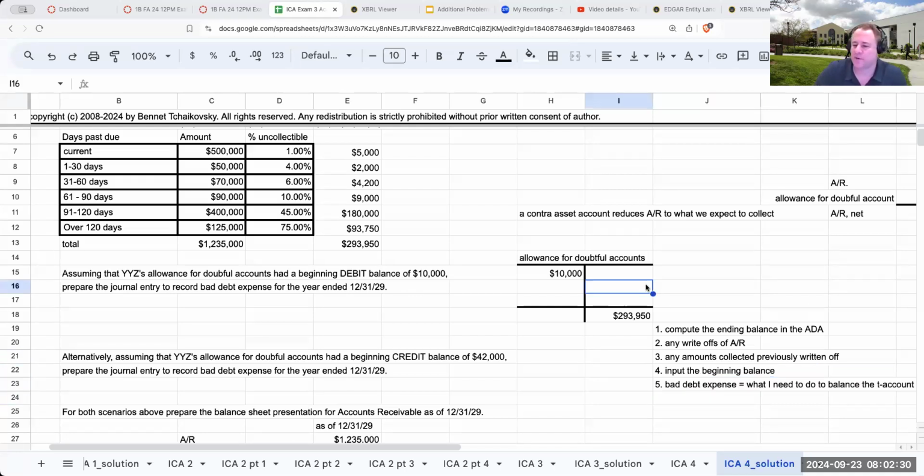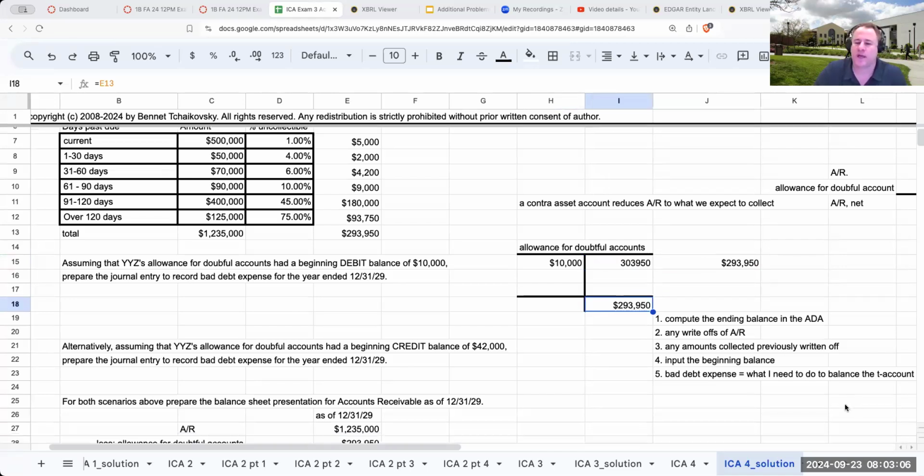So over here, to balance this T account, I'm going to need a total of 303,950. Remember, I'm going to use this to trick you if you're taking my class. Because over here, this is not going to be 283,950. Why not? Because 283,950 minus 10,000 is 273,950. So this needs to be 303,950. So coming over here, 303,950 minus the 10,000 gives me my ending balance.